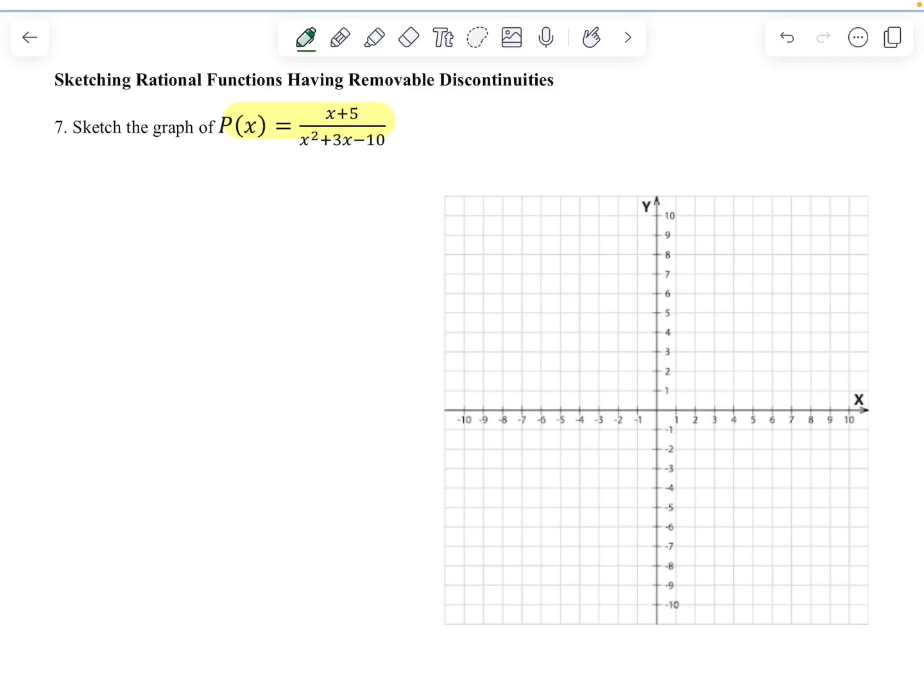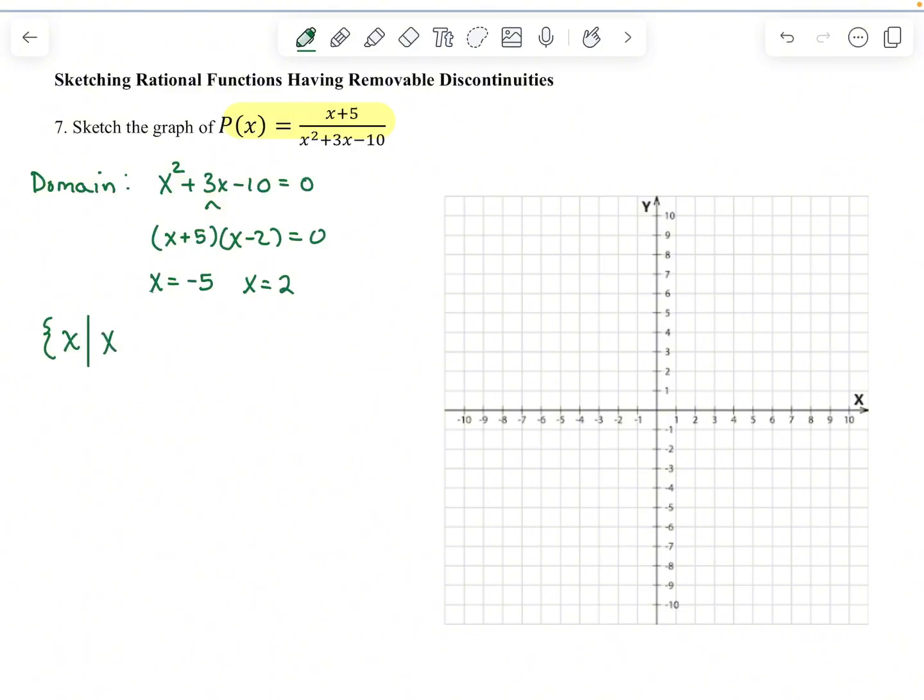The first thing I'm going to do is determine the domain of p of x. To do this, I'm going to set the denominator equal to 0 and solve for x. So we have (x + 5)(x - 2) = 0. So x = -5 and x = 2 are the solutions to that quadratic equation. So the domain of p of x is the set of all real numbers x such that x doesn't equal -5 and x doesn't equal 2.